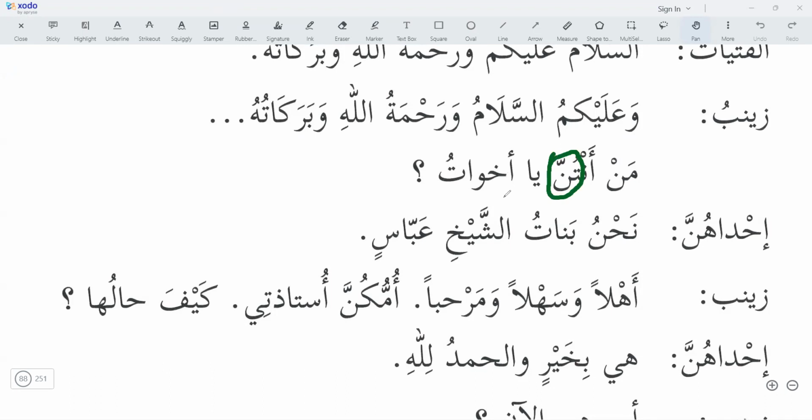Man antunna ya akhawatu? This is the attached pronoun for the second person feminine plural. Man antunna ya akhawatu? Who are you, sisters? Nahnu banatu shaykhi Abbasin. We are the daughters of Professor Sheikh Abbas.